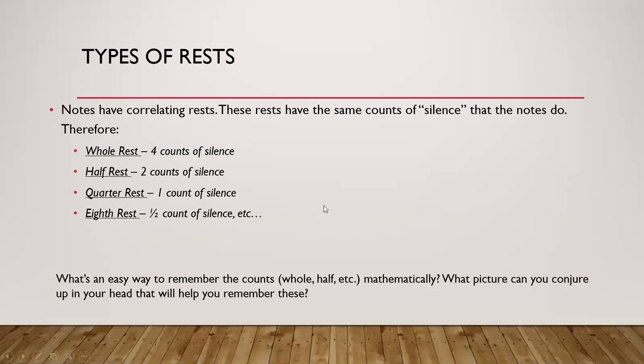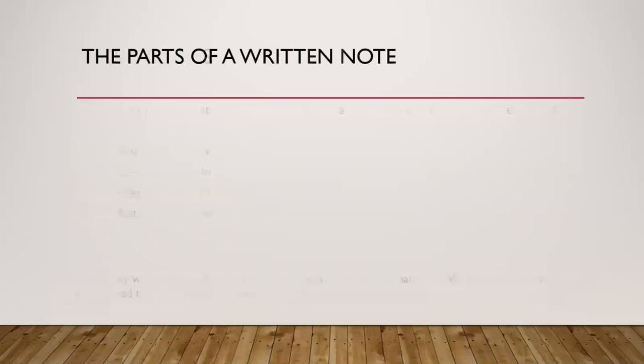So if you are trying to remember these, how do you remember them mathematically? Or what picture do you conjure up in your head to help you remember these? In my case, I picture a pie graph. You have a whole pie, a half a pie, a quarter of a pie, an eighth of a pie. A quarter of a pie, it takes 4 of those to make a whole one. Or a half a pie, it takes 2 halves to make a whole. Same thing mathematically as it is if it was written down for notes and rests.